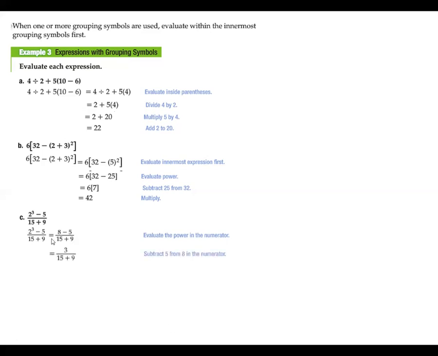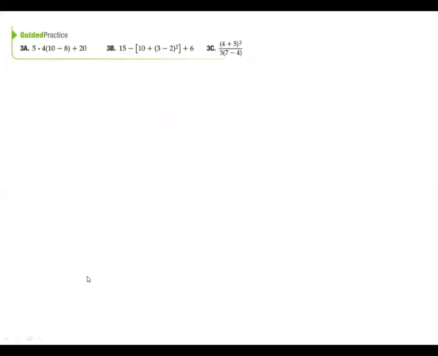So we'll finish the numerator first. 8 minus 5 is 3. Then 15 plus 9 is 24. And then 3 over 24. Don't write it as a decimal unless they tell you to, but you do want to reduce the fraction. So the 24 and the 3, you can reduce both of those by a factor of 3. So it comes out to 1/8. All right, here's a couple for you to try. Go ahead and pause the video and hit play when you're ready.